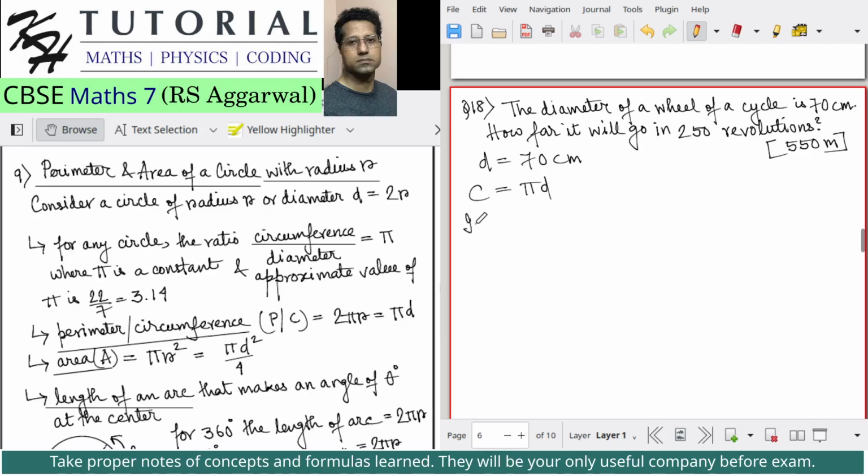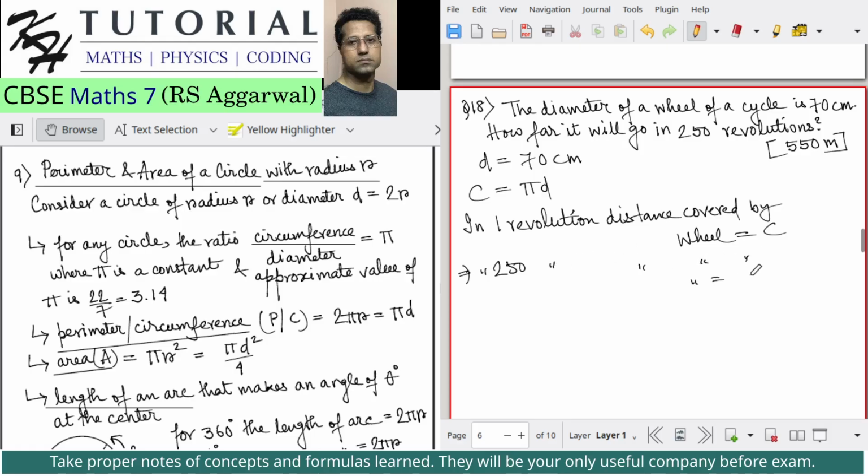So we know that in one revolution, distance covered by wheel is equal to C, that is the circumference of the wheel. So this implies in 250 revolutions, distance covered by wheel will be equal to C multiplied by 250. What is C? C is equal to pi d multiplied by 250.